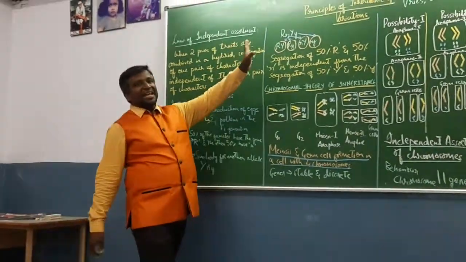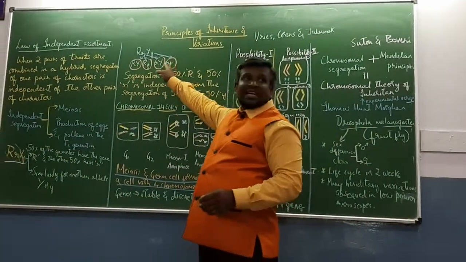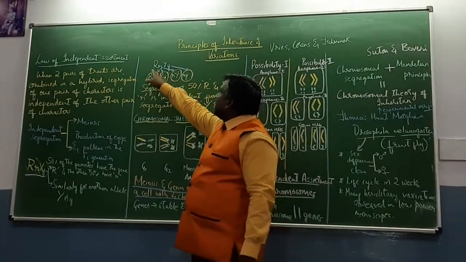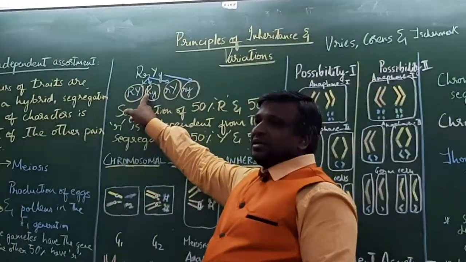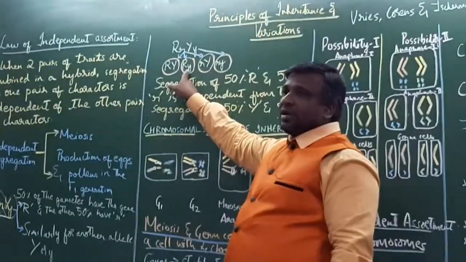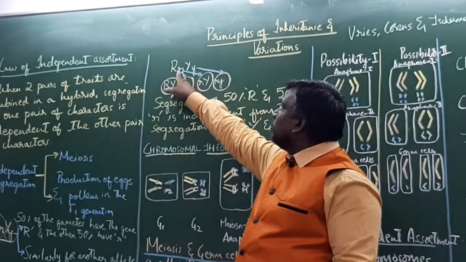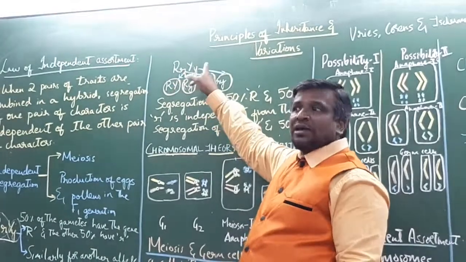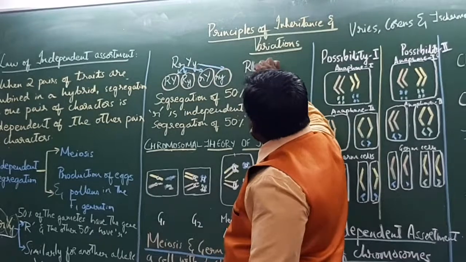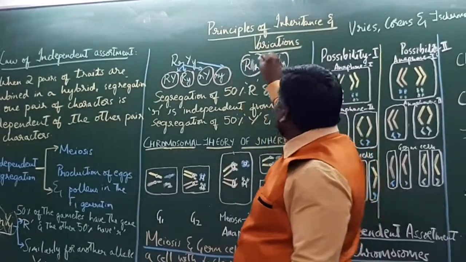Now just take this hybrid. When two pairs of traits are combined in a hybrid, one pair gets assorted. See, capital R gets separated and combines with capital Y and small y. Then small r gets separated and combines with capital Y and small y. It doesn't become like capital R, one gamete, capital Y small y, one gamete. There is no such formation at all.